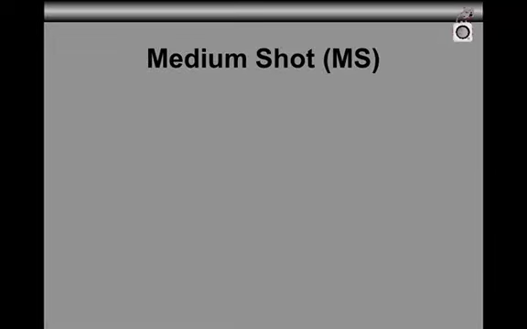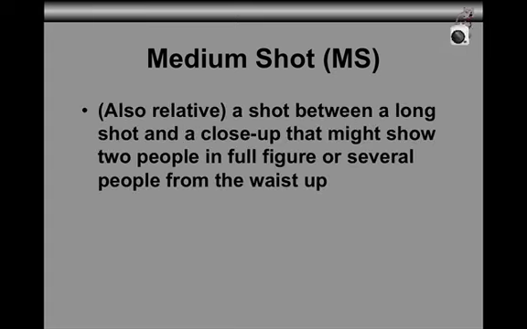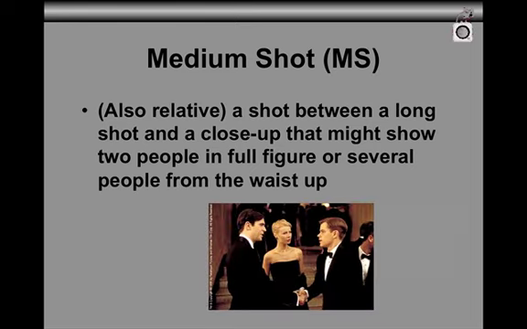The next type is the medium shot, or MS for short. Again, a relative shot, somewhere between a long shot and a close-up that might show two people in full figure or several people from the waist up. As we can see in this frame here from The Talented Mr. Ripley, the three main characters are shown from the waist up, but we can see their full upper bodies and heads contained within the frame.